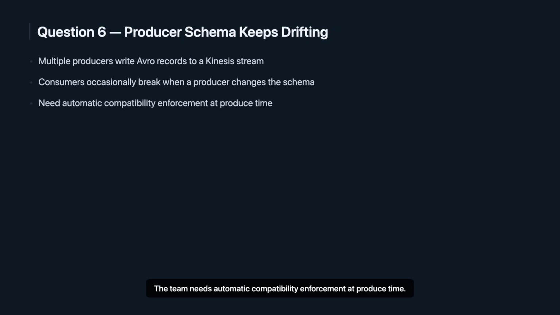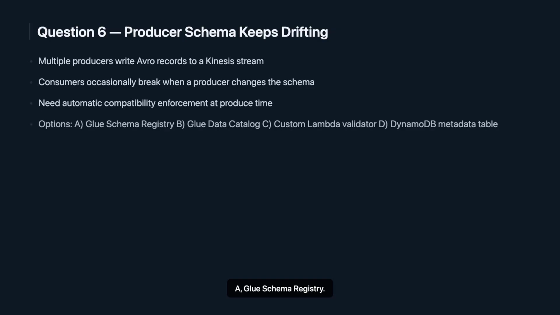The team needs automatic compatibility enforcement at produce time. A. Glue schema registry. B. Glue data catalog. C. A custom Lambda validator. Or D. A DynamoDB metadata table. The qualifier is automatic compatibility enforcement at produce time.